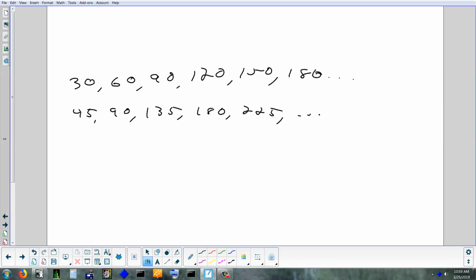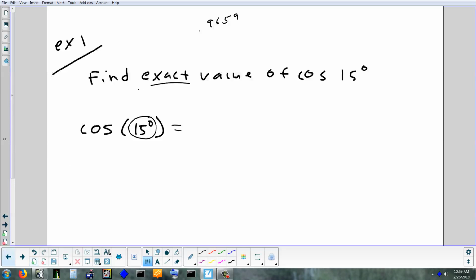So, can anybody tell me how you could write 15 using one number from each list? How could you write 15? Yep. 45 minus 30. You can write it as 45 minus 30. And that's what we're going to do right here. 45 minus 30. Now you've got a difference of 2 things. That's the first one.